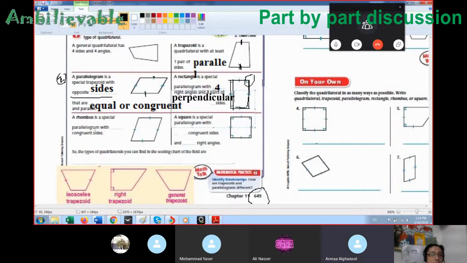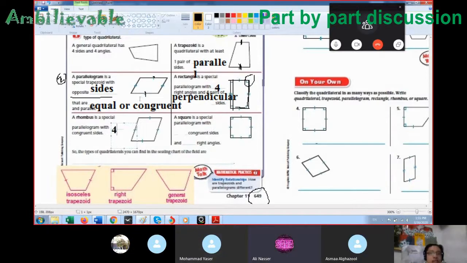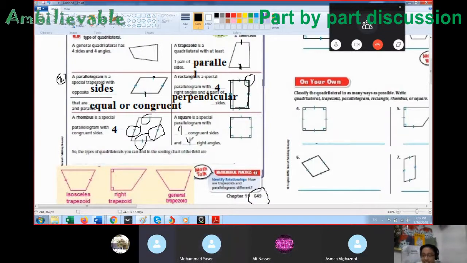A special parallelogram with two pairs of congruent sides. Two pairs. Okay, four congruent sides. Four congruent sides. This one, 1, 2, 3, 4. And of course, a square is a special parallelogram with four right angles, right? Yeah.